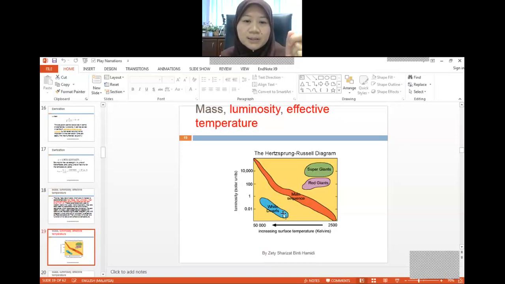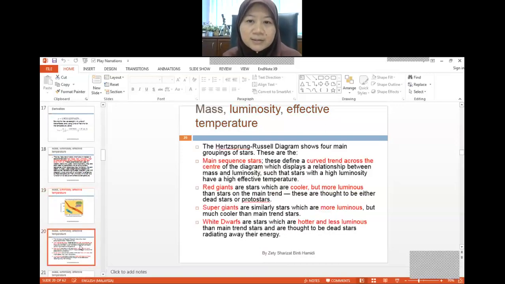Basically, the luminosity is about 0.01 to 10,000 compared to the solar luminosity, the luminosity of the Sun. And we also have temperature increasing from 2,500 to 50,000 Kelvin. Bear in mind, for the temperature, the x-axis is actually decreasing. So we can see it does not start from 2,500, but starts at 50,000 Kelvin and decreases to 2,500.